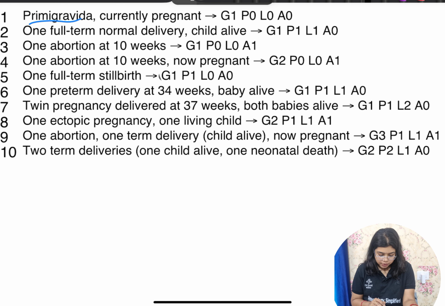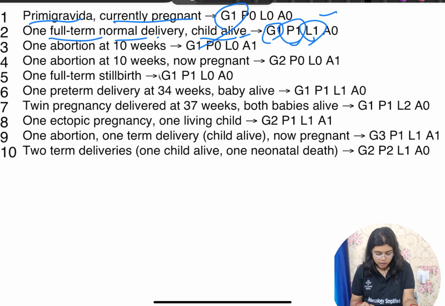Let there be a primary gravida currently pregnant. So current pregnancy, that means gravida 1. Then one full-term pregnancy and normal delivery, and the child is alive. So, gravida 1 and normal delivery, one child, and it has crossed full term, that means parity is 1 and the child is alive, so living 1, and no previous history of abortion, so A0.